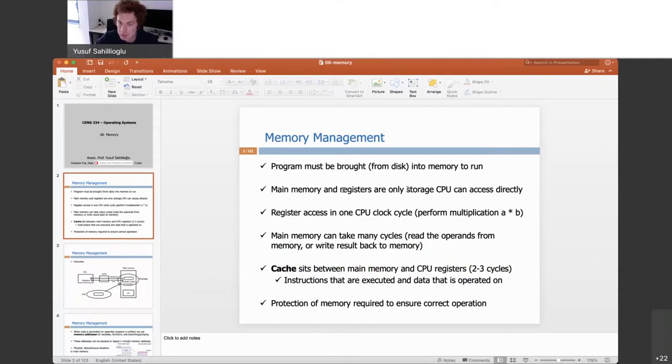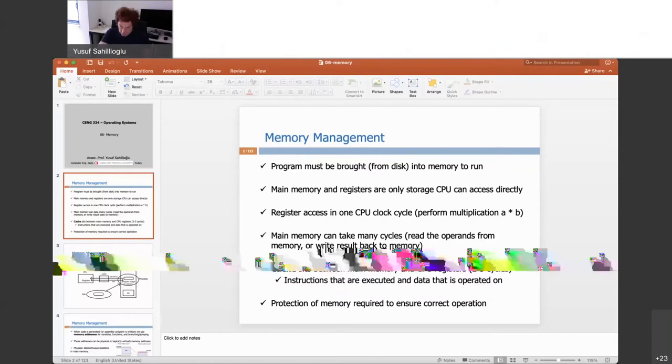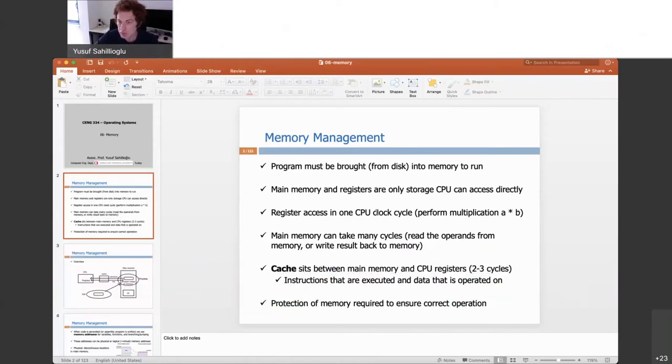Main memory and registers are the only storage the CPU can access directly. Registers are also storage elements that are physically in the vicinity of the CPU. So they are much faster than memory access, and memory access is also much faster than disk access. There are trade-offs. Registers have less capacity, so you can't store everything in a register, so everything should be in memory. And the current instructions that need to be executed use the registers for the computations. A register access takes about one CPU clock cycle, the fastest it can be, whereas a memory access takes a couple of CPU clock cycles.